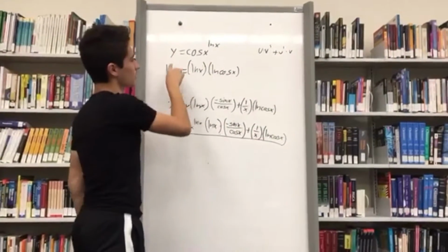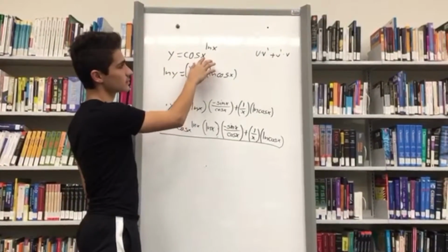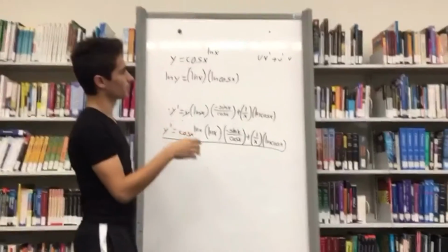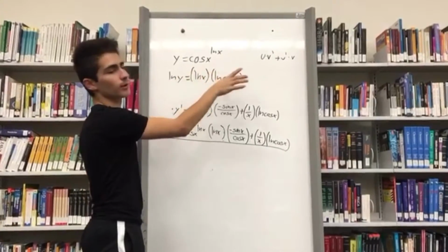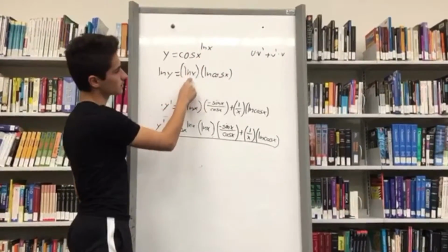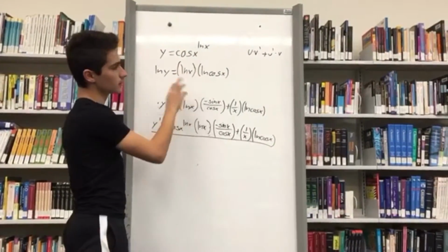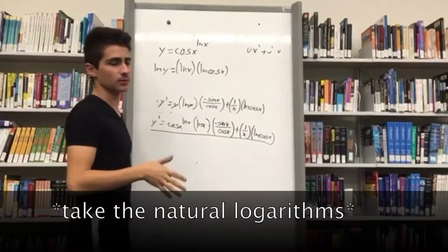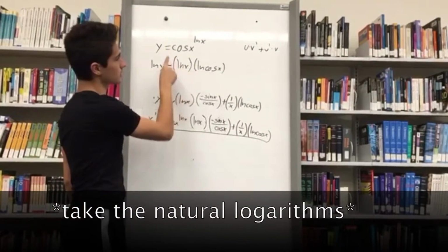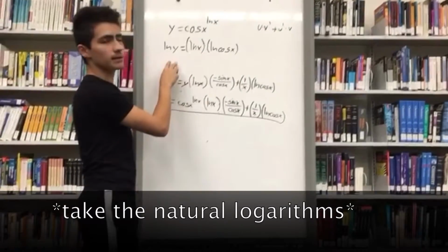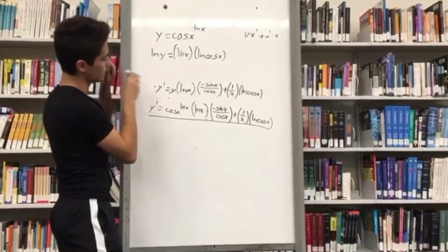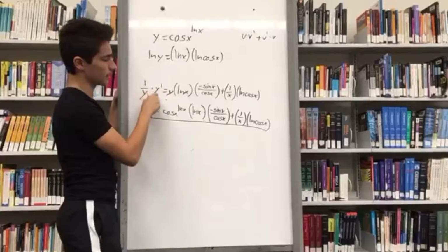We're going to solve this problem. y equals cos x to the ln x. We bring down the ln x, which is this one. Then we apply natural logarithms to both sides, ln of cos x and ln of y. Then we derive ln y here. It is 1 over y times y prime.